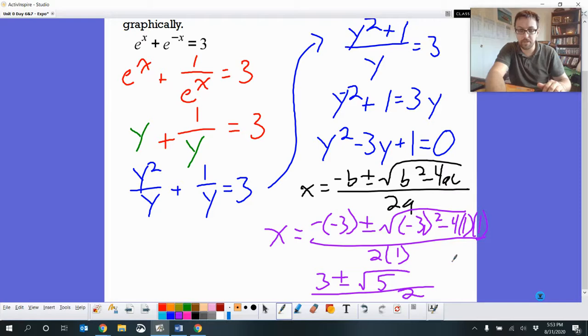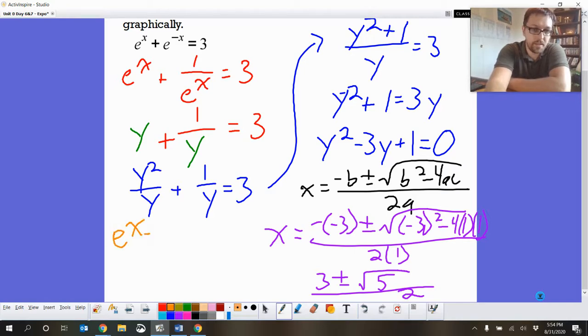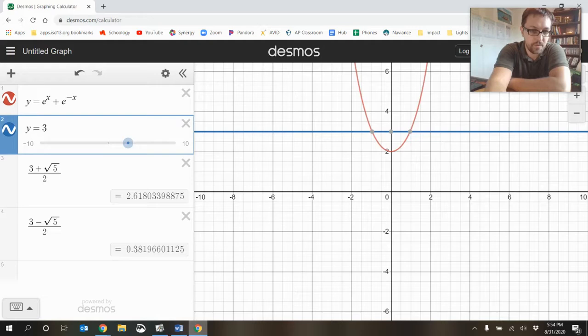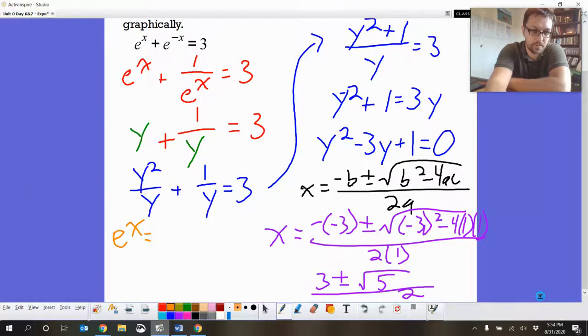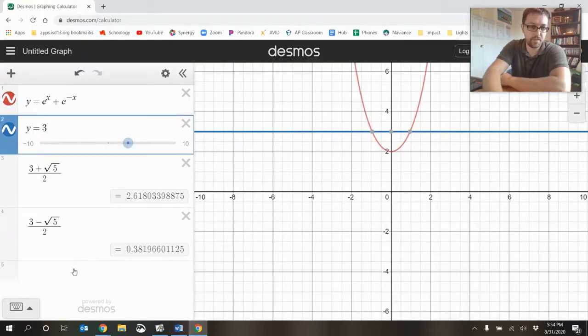I'm just double checking to make sure I didn't make any other errors. Well, make any errors, hopefully. All right, so we know e to the x equals, what was that gross decimal? 2.618. So in order to solve this thing, we need to take the natural log of both sides. So let's do the natural log of that answer.